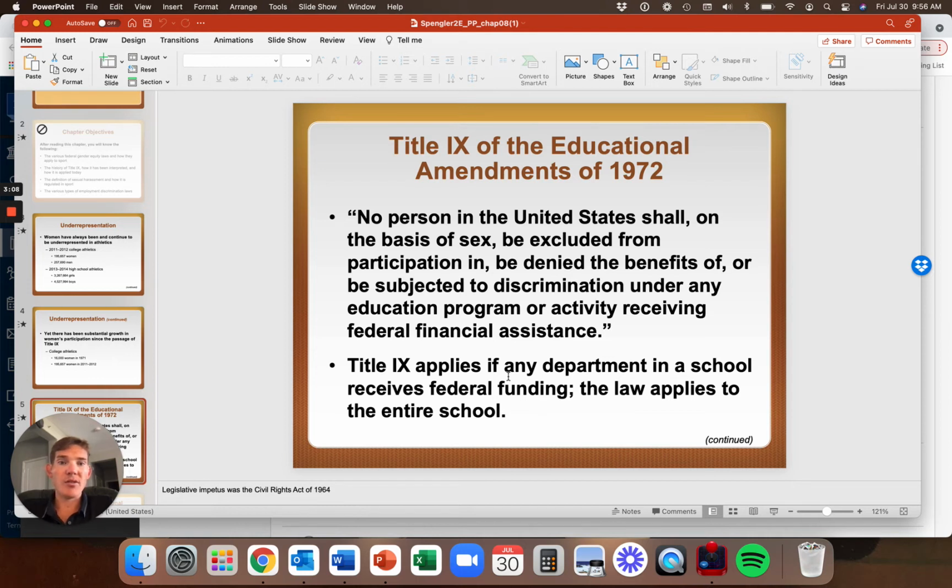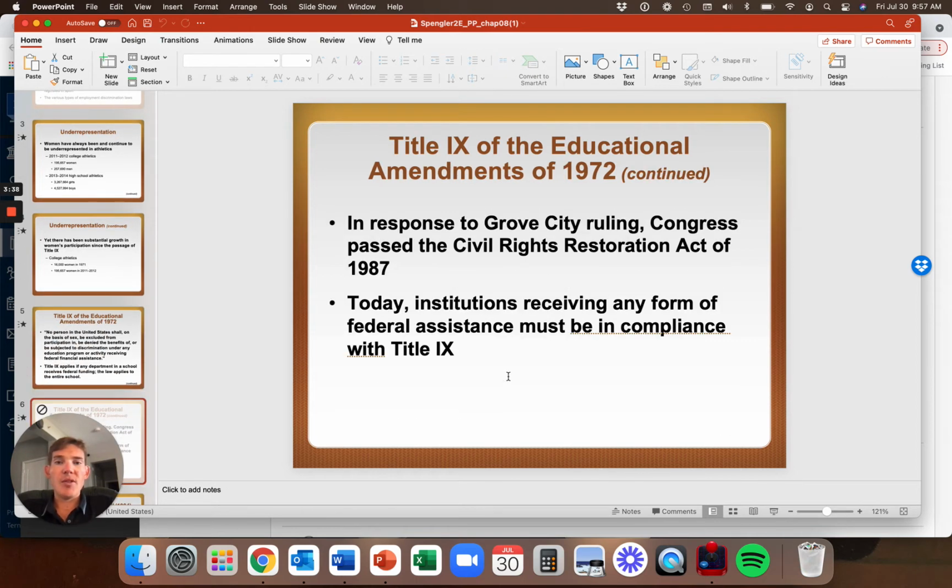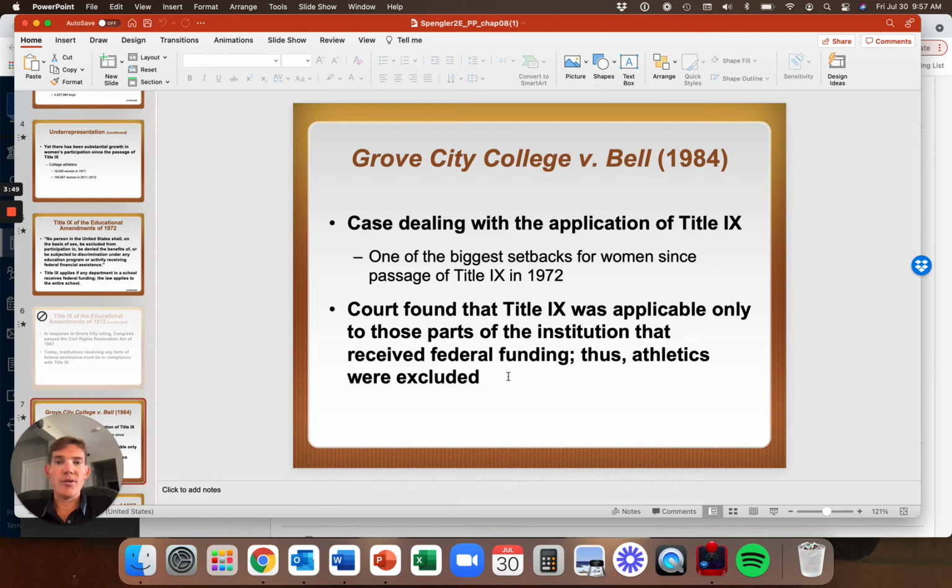All right, so what is Title IX? So since the original educational amendment of 1972, which is when it was introduced, it said no person in the United States shall, on the basis of sex, be excluded from participation in, be denied the benefits of, or be subjected to discrimination under any education program or activity receiving federal financial assistance. So it says that Title IX applies if any department in a school receives federal funding. The law applies to the entire school. So that was kind of interesting, but then there were some issues on how it applied to athletics specifically.